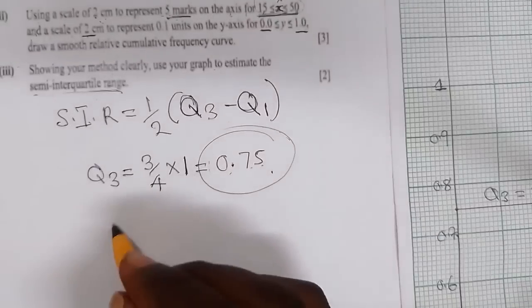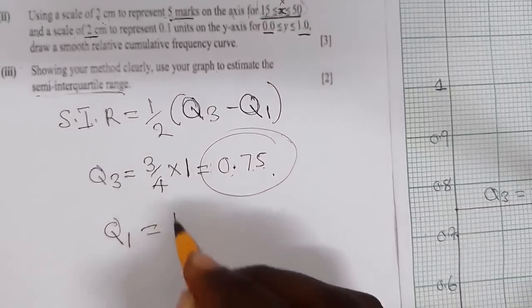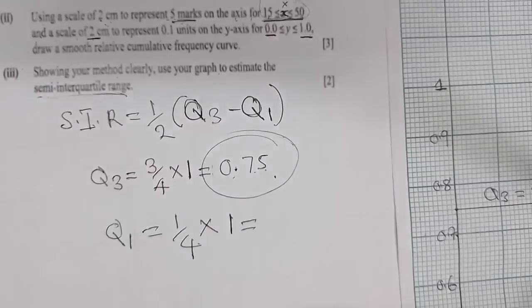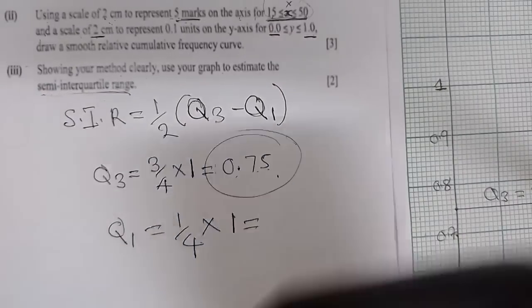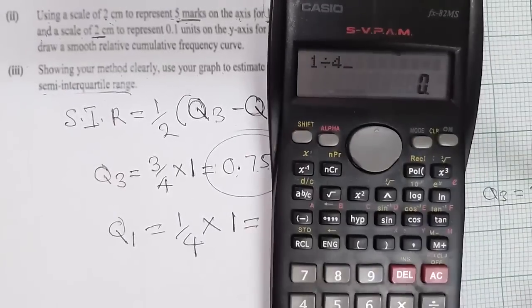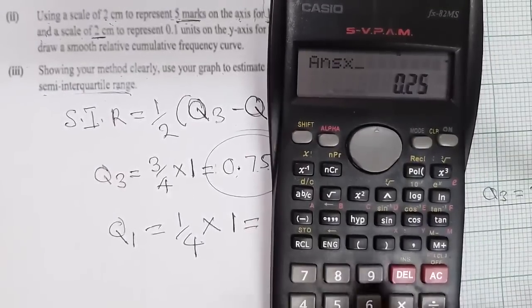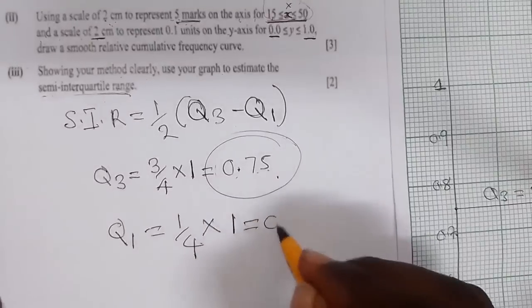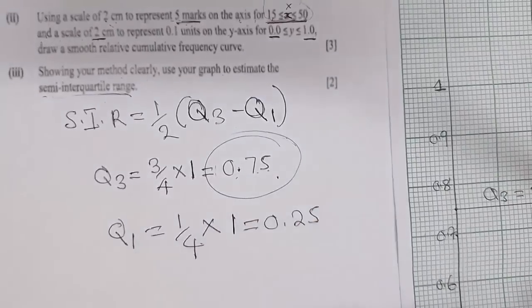So you go to Q1, which is equal to 1 over 4 times the highest number, which is 1. You get your calculator like this. You say 1 divided by 4. It's equal to that. Then times 1, same answer. What's the answer? 0.25. So I go to 0.25.